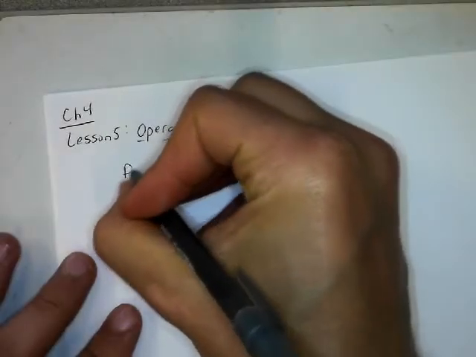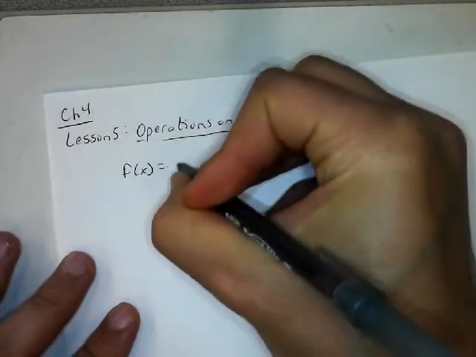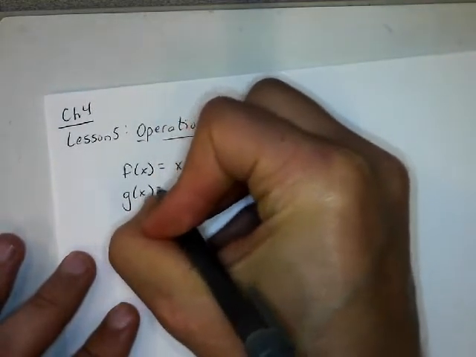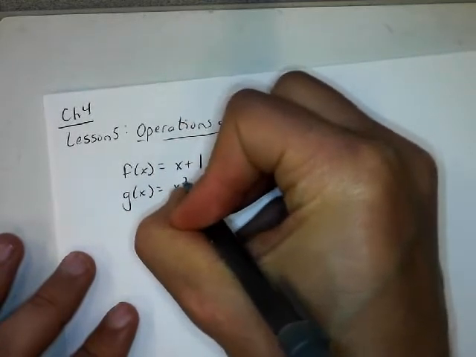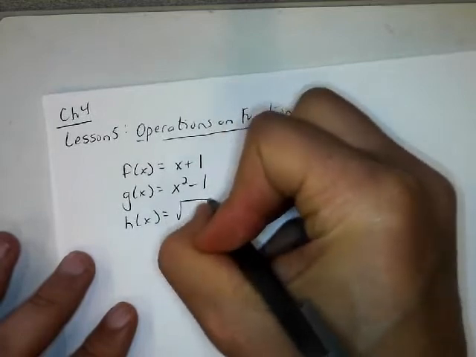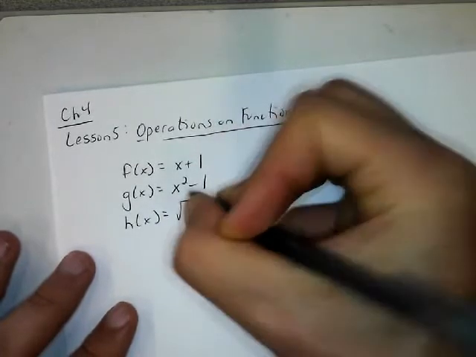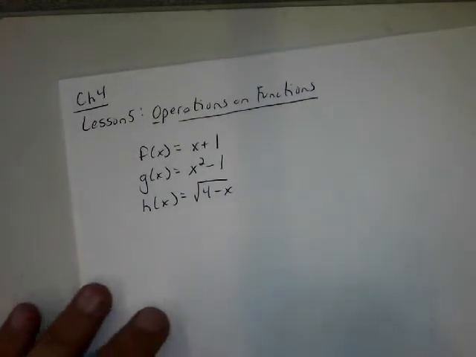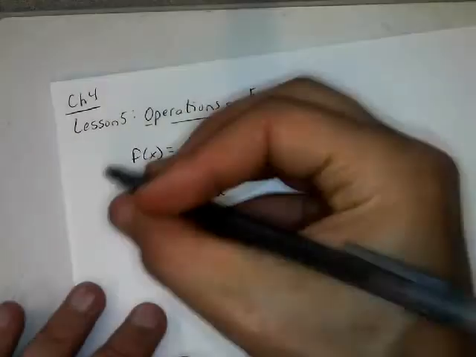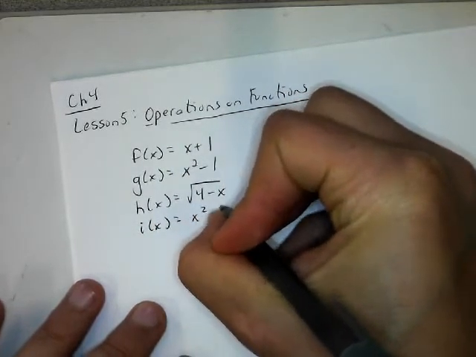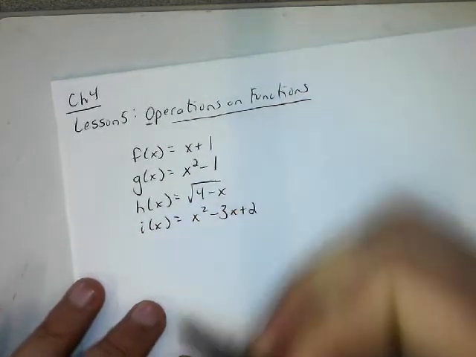Let's define three functions. Let's define f of x to be equal to x plus 1, g of x to be equal to x squared minus 1, and h of x is equal to the square root of 4 minus x. So now let's actually create one more too. Let's make I of x equal to x squared minus 3x plus 2.